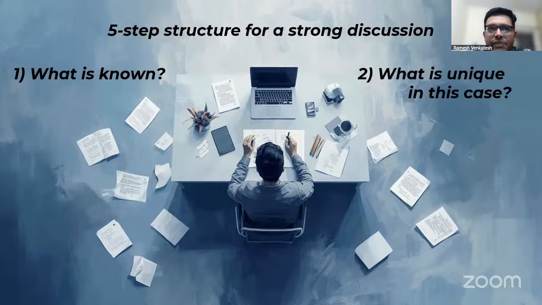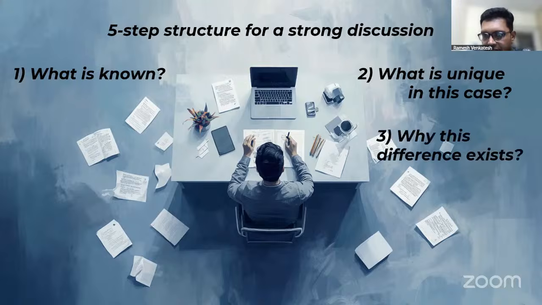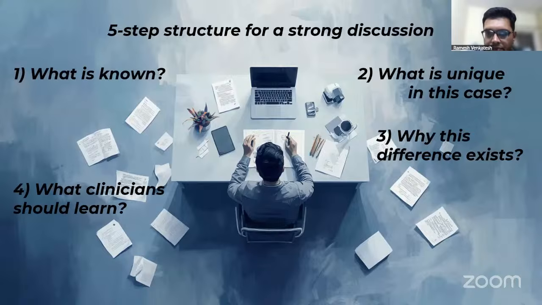Am I presenting some unexpected outcome? Am I presenting some unexpected management strategy? Why is my case so unique? That should be your second paragraph in the discussion section. Then, why this difference exists, and this is where I talk about the why behind the what, where you want to explain the difference which is seen, and you would probably give a theory or a reasoning for that difference. That is what you need to mention, the why behind the what.